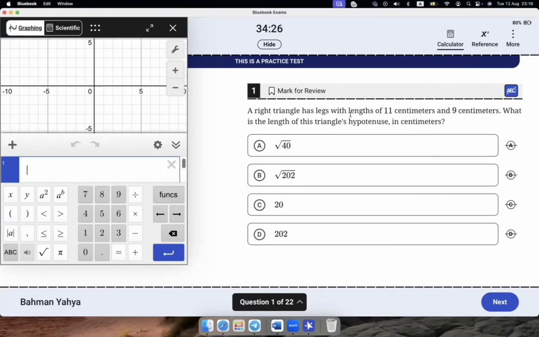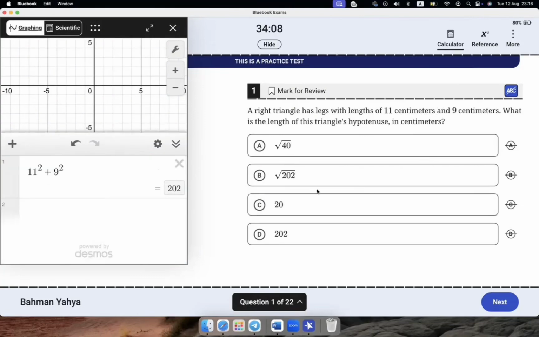The right triangle has legs of 11 and 9. What is the length of the triangle's hypotenuse? This is Pythagoras. It is equal to 202. The square root of 202, because a squared plus b squared is c squared.